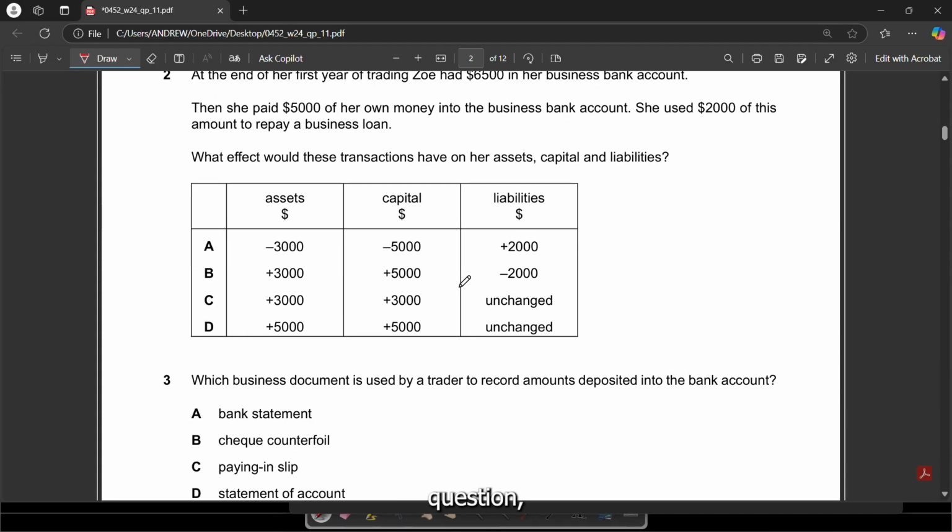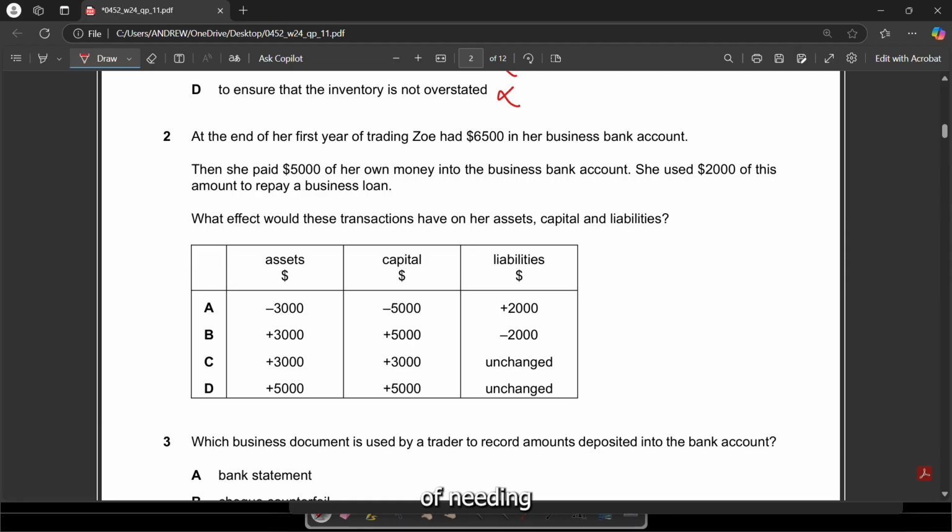Moving ahead to the second question: at the end of the first year of trading, Zoe had $6,500 in a business bank account. Then she paid $5,000 of her own money into the business bank account. She used $2,000 of this amount to repay a business loan. What effect would this transaction have on her assets, capital, and liability? All right, again a simple question. Let's understand. So she had a closing bank balance of $6,500. I'll write this down somewhere. $6,500 is her closing balance.